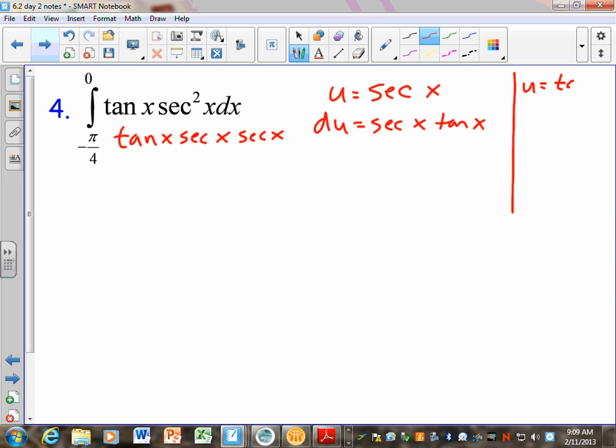What if you pick your u to be tangent of x? What's the derivative of tangent of x?